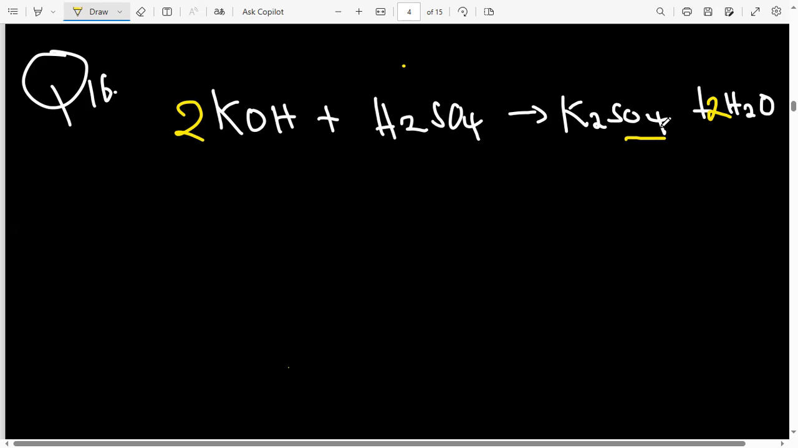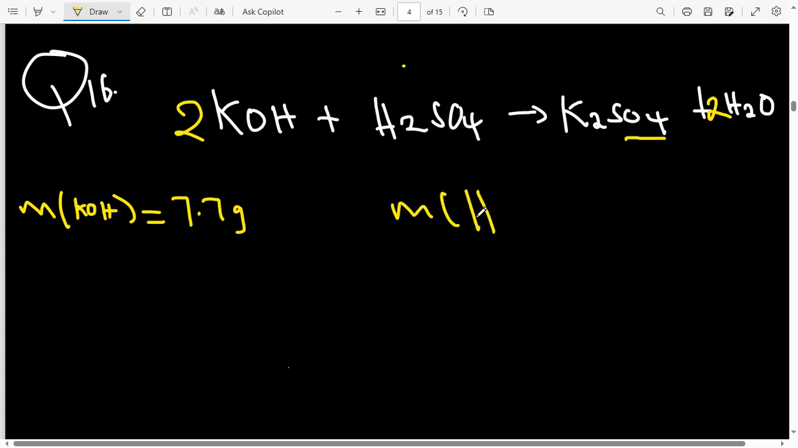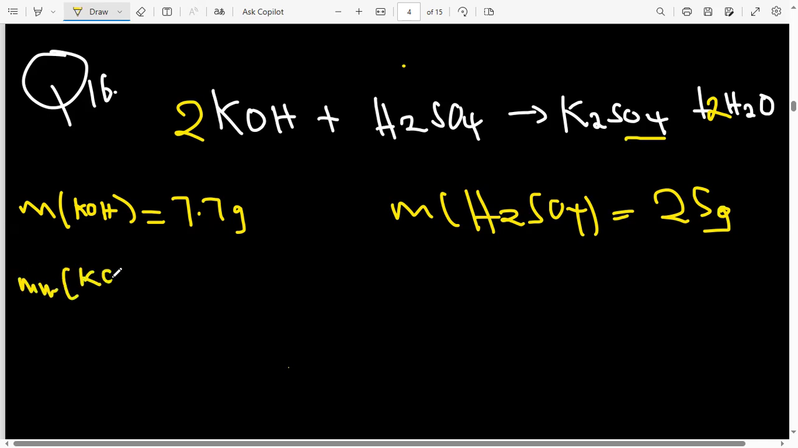Okay. So what have you been given in this question? We've been given the mass of the potassium hydroxide. We've been given its mass as 7.7 grams. And then what else have we been given? We've been given the mass of the sulfuric acid, this guy here. The mass of this guy is 25 grams. So what will we need in this question? We'll need the molar mass of this guy. So for the molar mass of potassium hydroxide, we are just adding the molar mass of potassium plus oxygen plus hydrogen.